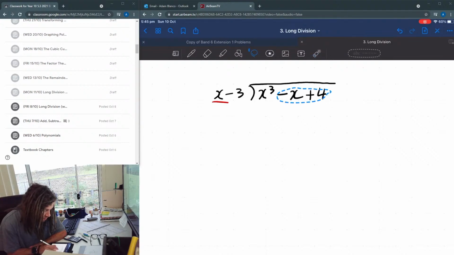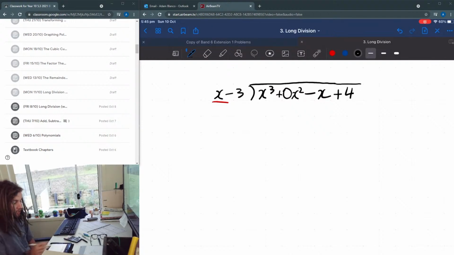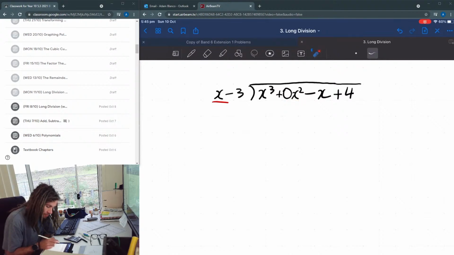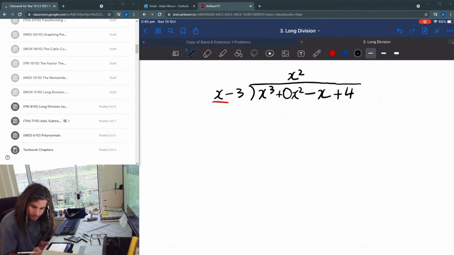So I'm just going to move these, extend this a little bit. I'm going to write plus 0x squared. And do this also if you were missing a term in here. Okay, so I've got my 0x squared term here. So now I'll ask myself the same question. How many times is x going to x cubed? It goes x squared times, and I'll write that on top.